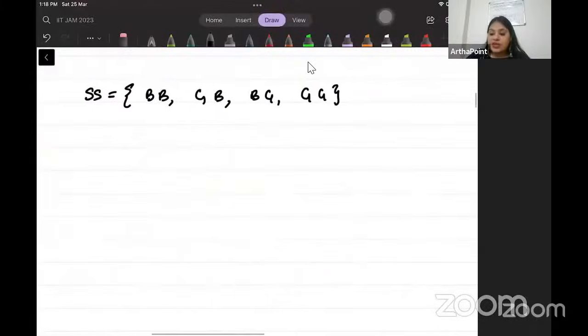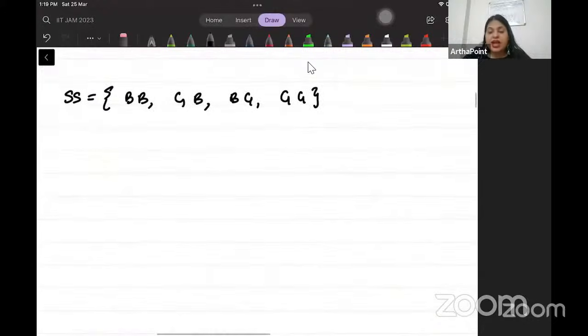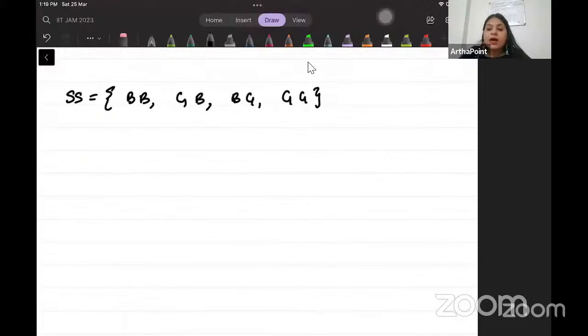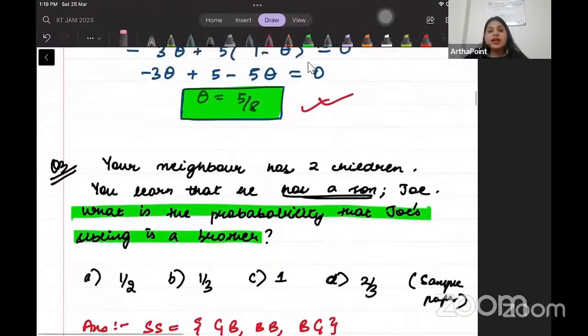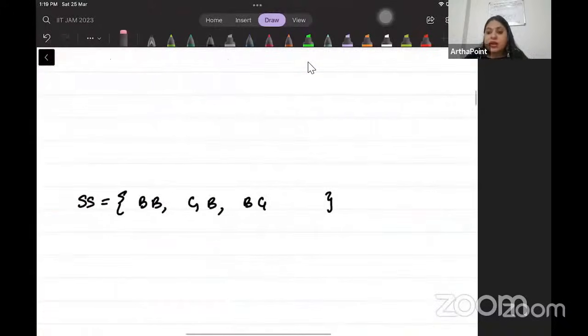So if it is already given to me that the first is a son, then ideally I cannot consider that I can have both of them as girls. This is not possible. It already tells me that one of them is a son, right? So I cannot consider my sample space consisting of GG. One of them is a son means a B needs to come.